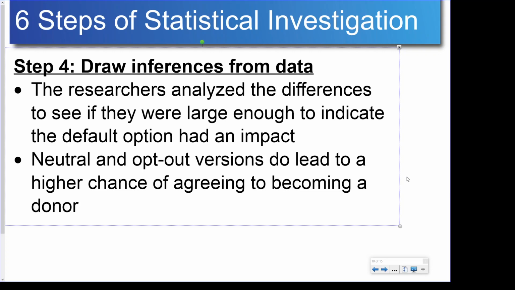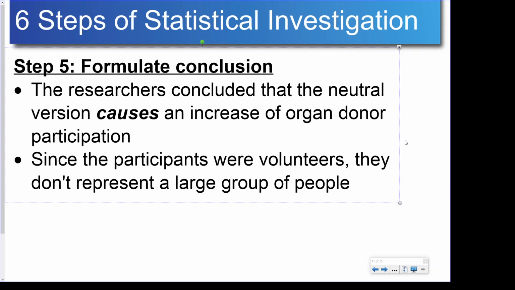And what they came to the conclusion was that neutral and opt-out versions do lead to a higher chance of agreeing to become an organ donor. So if you make people choose yes or no on the spot, or if you force people to have to decide to opt out, more people are going to choose to be an organ donor. That is statistically significant. Now, step 5 says, how can we formulate our conclusion?